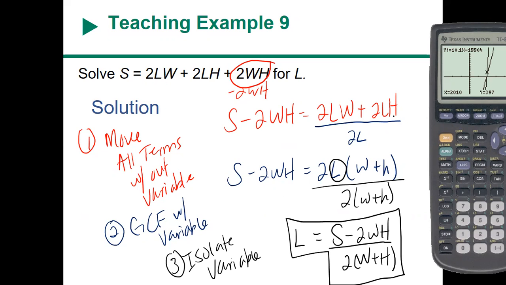So the GCF of the side with the variable was 2L. So we factored out 2L and we were left with here what's in navy. S minus 2WH equals 2L times (W plus H).